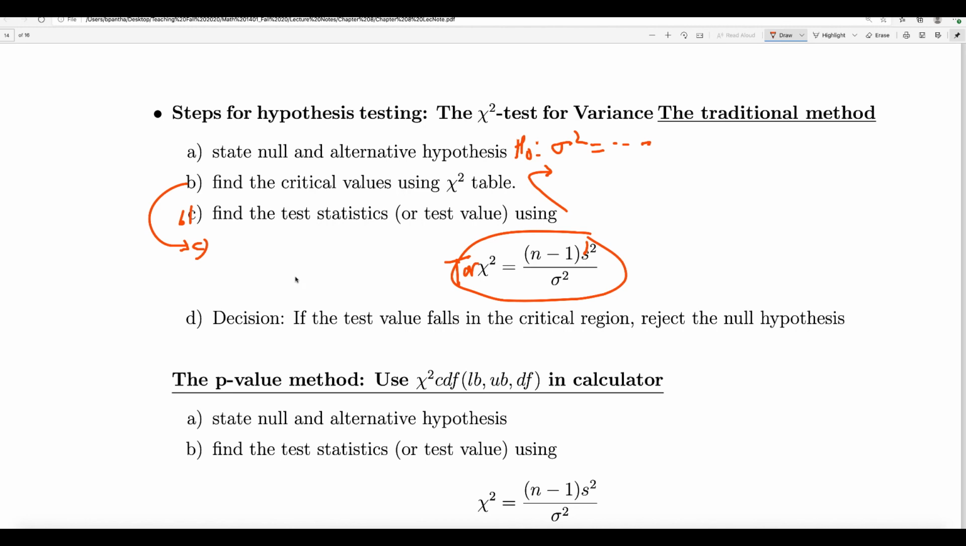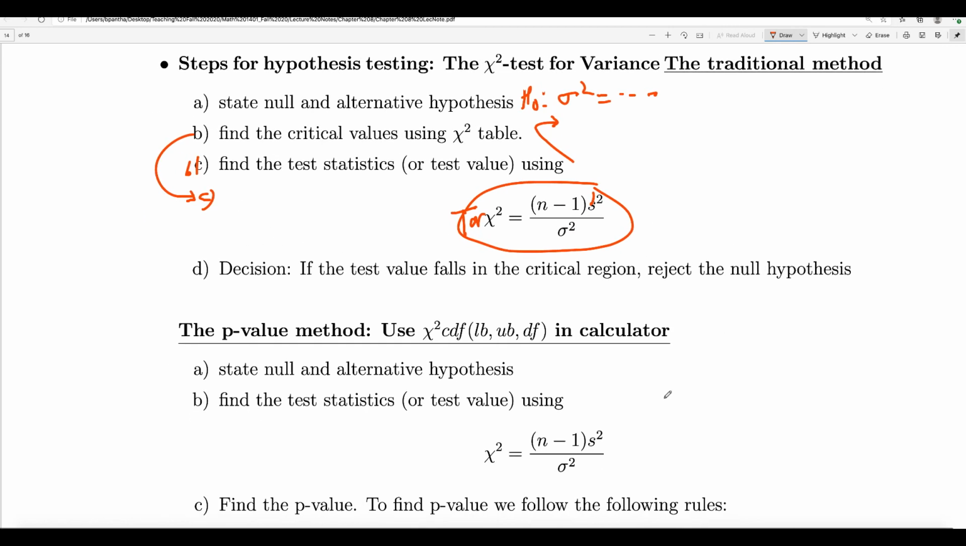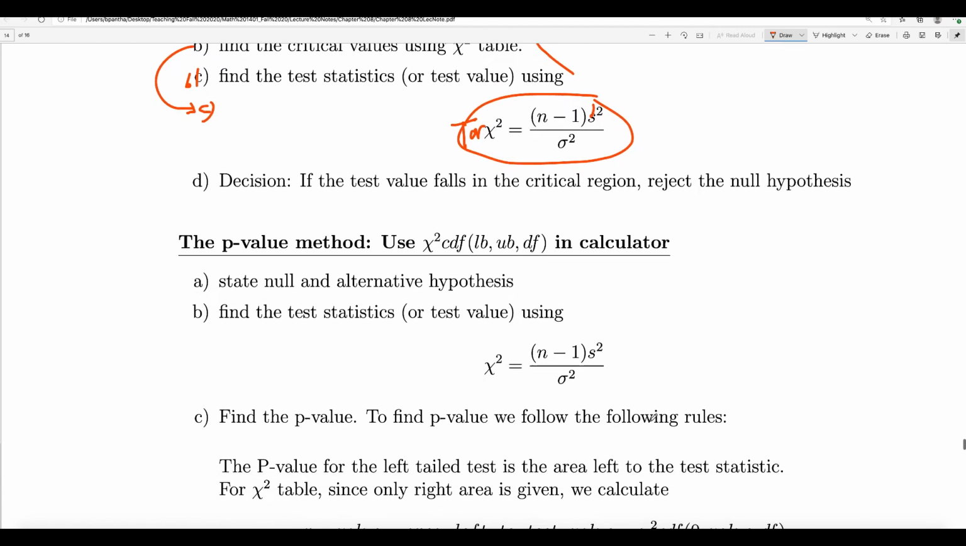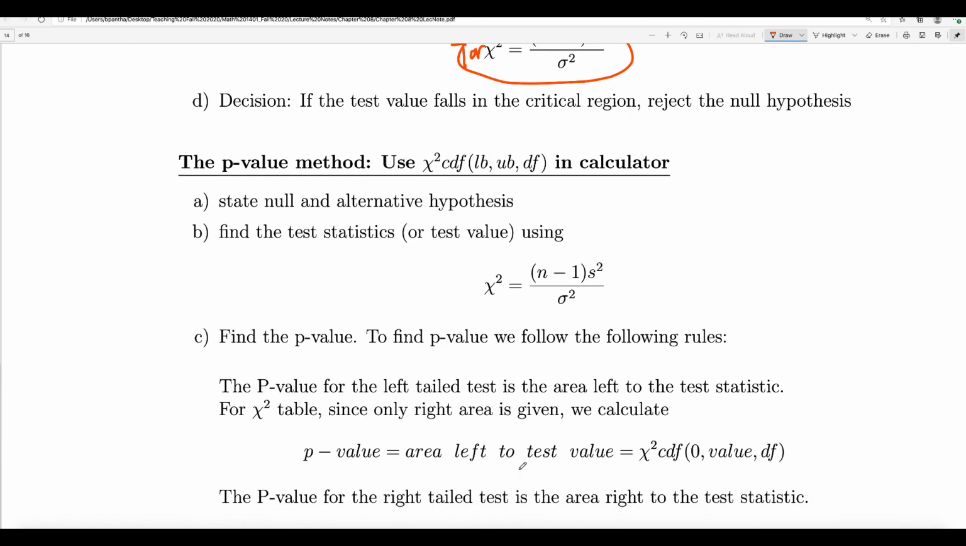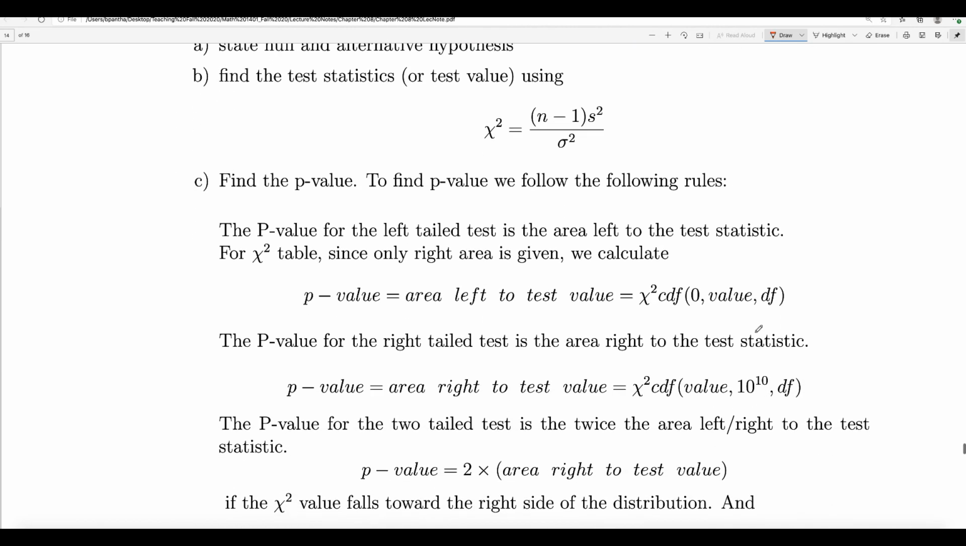And the decision is again, if this test value falls in the critical region in part C, then we reject, otherwise we do not reject. Similarly on the p-value method, exactly the same thing. To find out the p-value though, we need to use the chi-square Cdf, area left or area right of the test value, and we need the degrees of freedom there, okay?